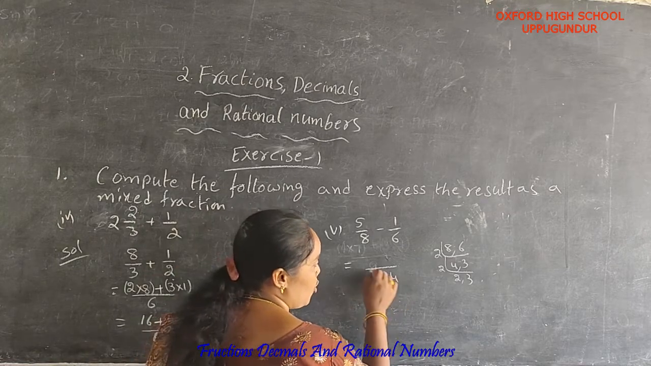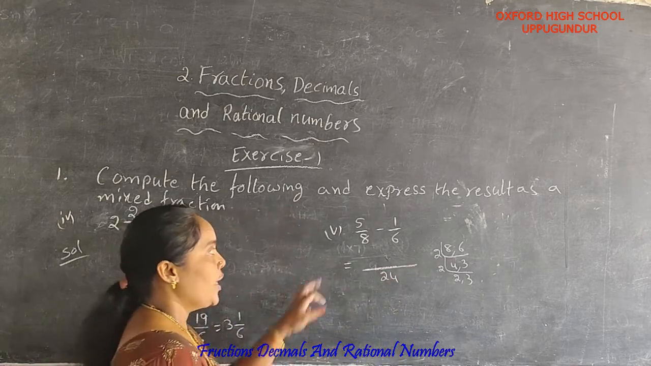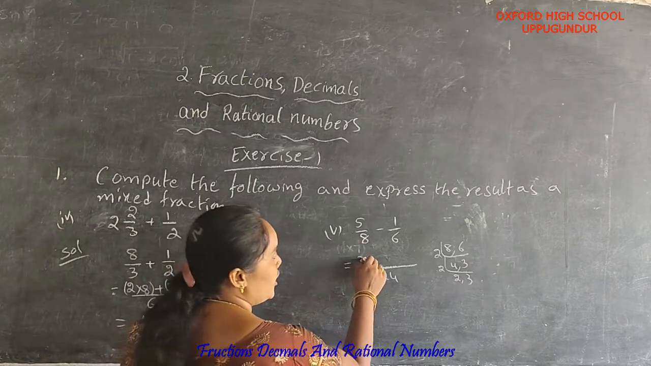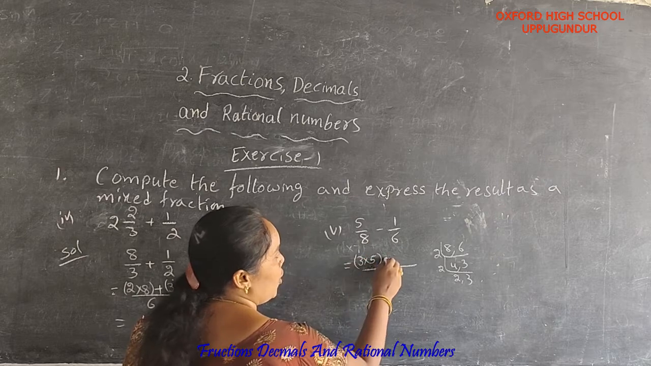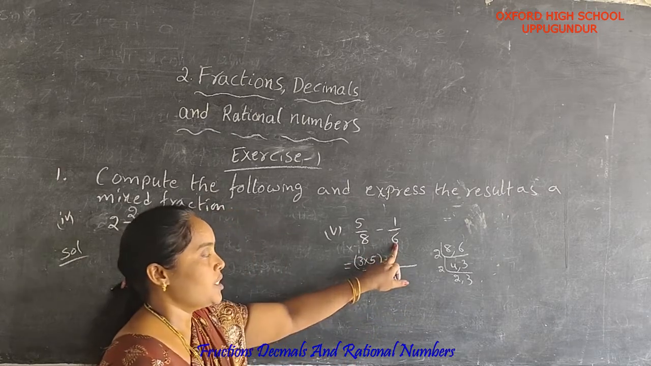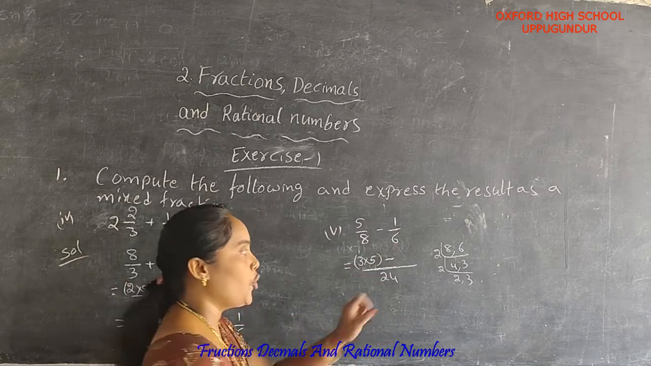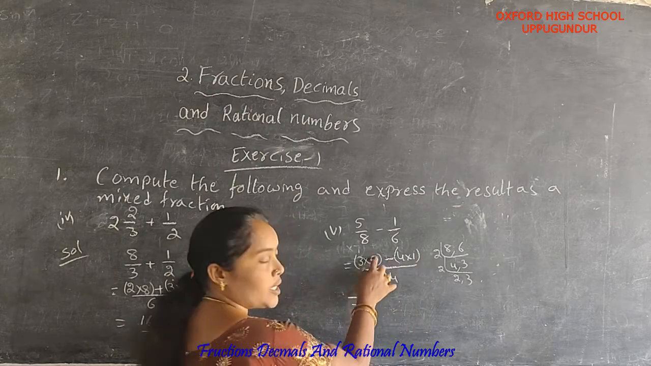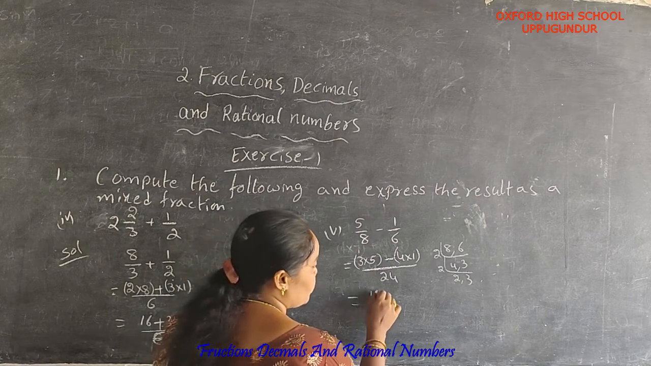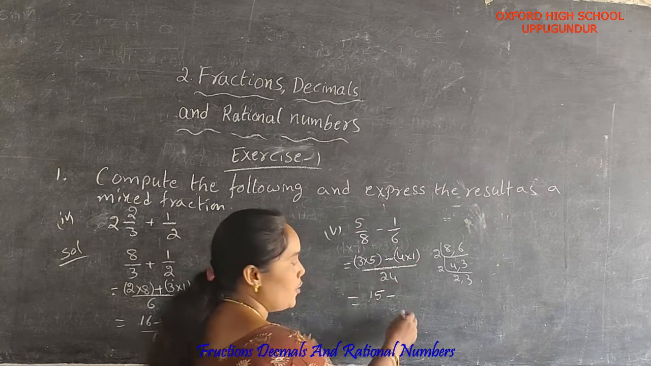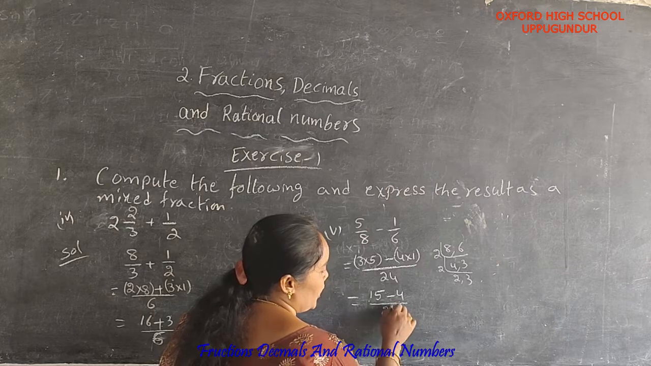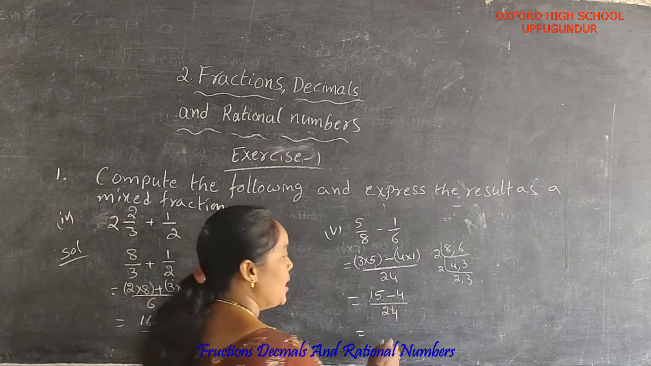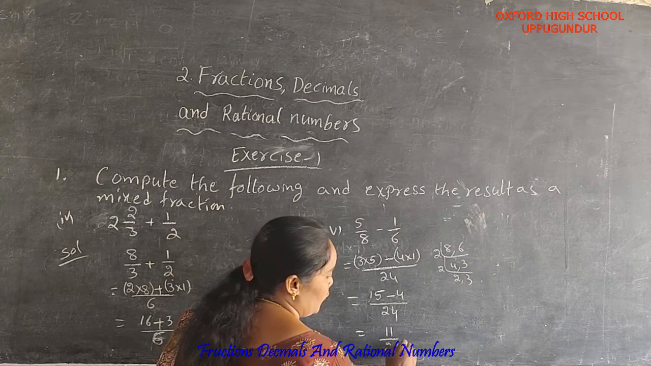The LCM of 8 and 6, how much? 24. How many times does 8 go in 24? 3 times. 3 into numerator 5, minus, how many times does 6 go in 24? 4 times. 4 into numerator 1 equals 3 5s are 15 minus 4 1s are 4 by 24, equals 15 minus 4, 11 by 24.